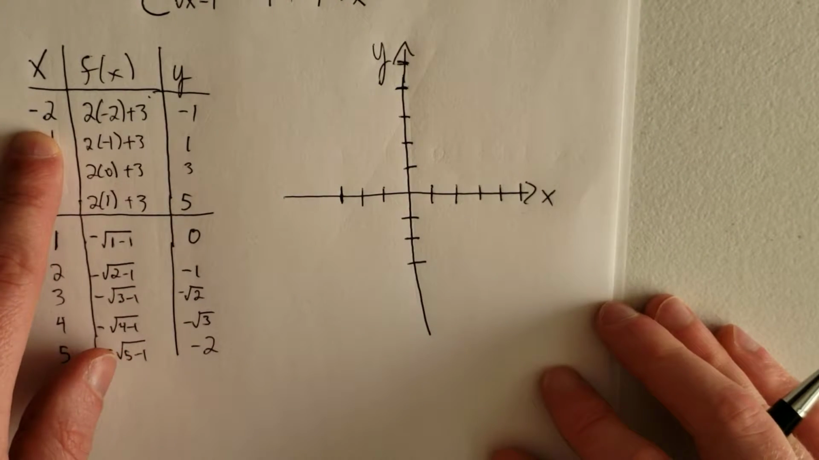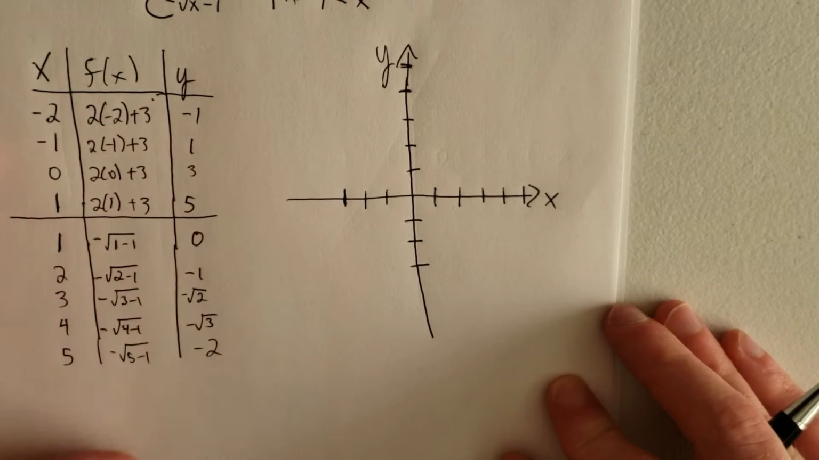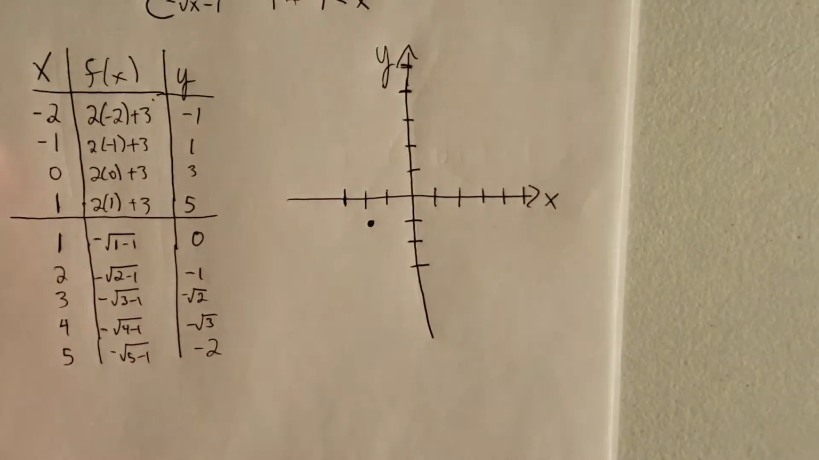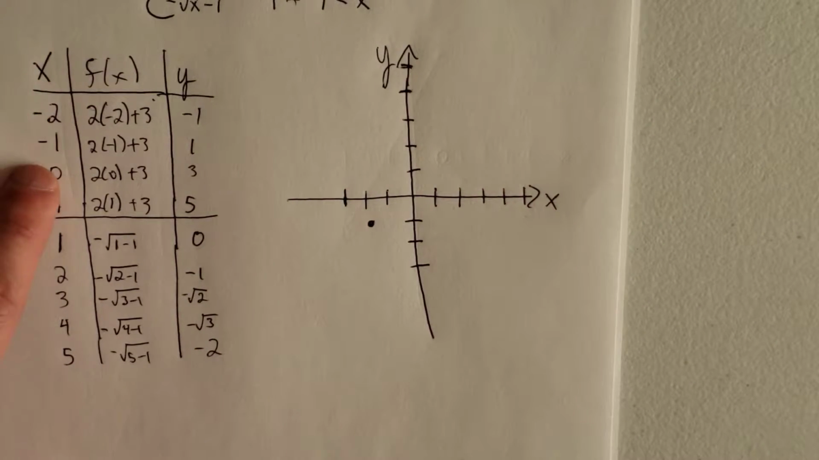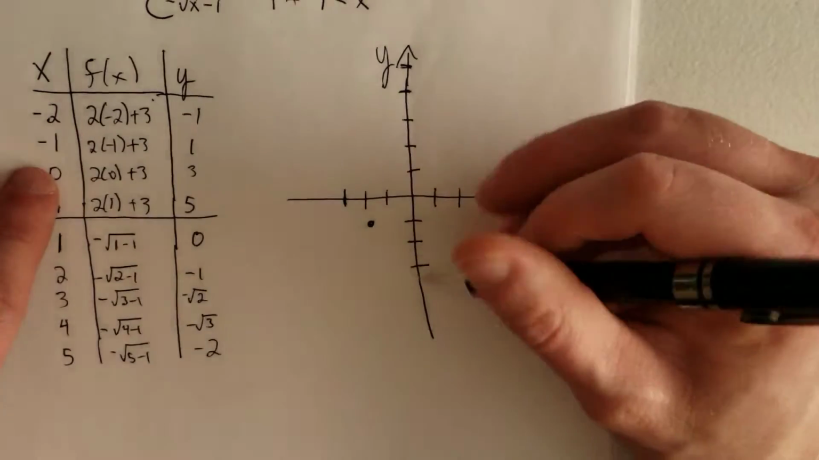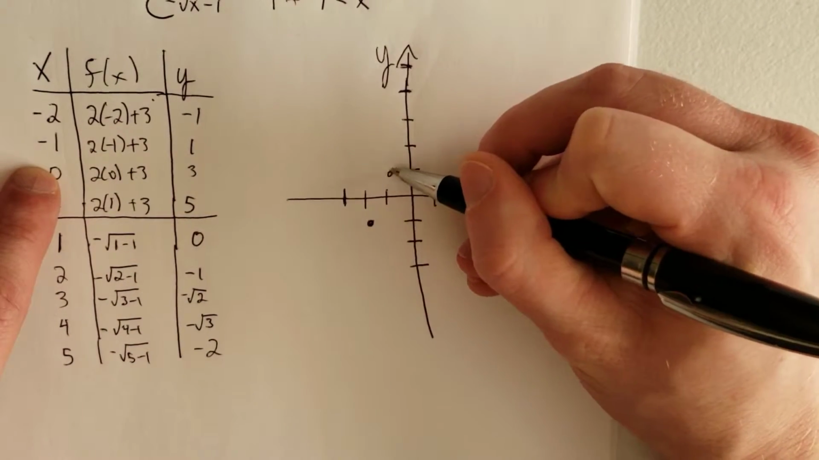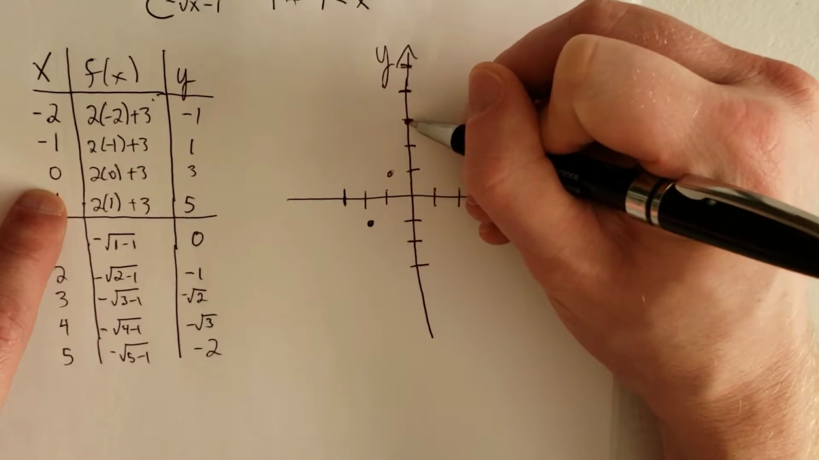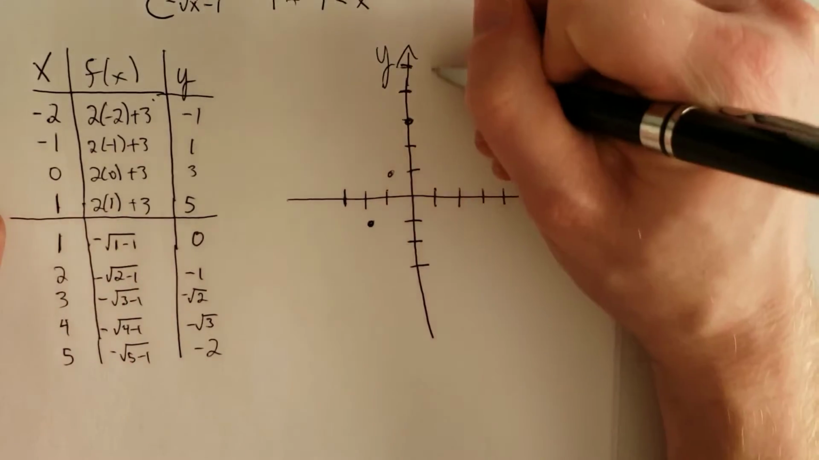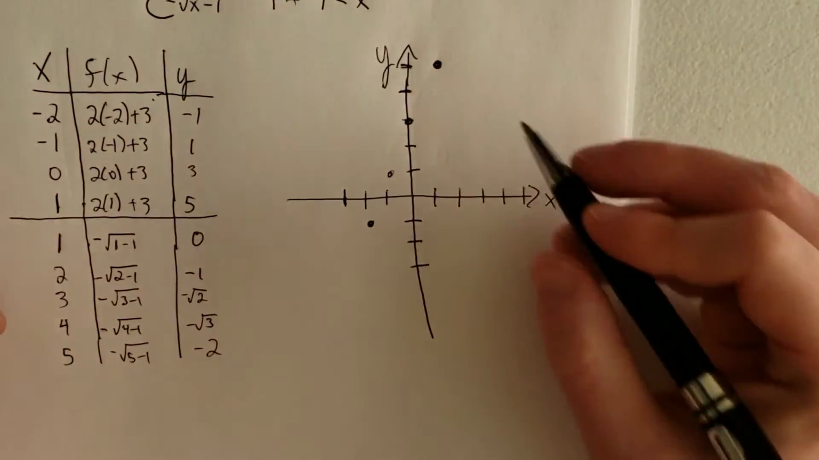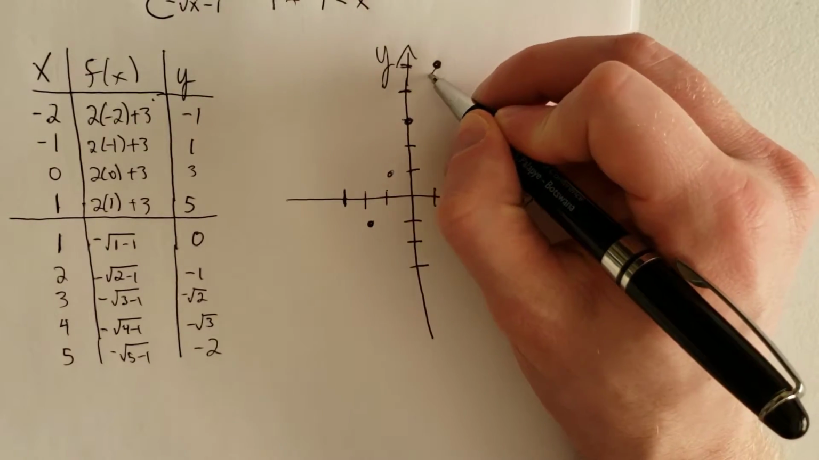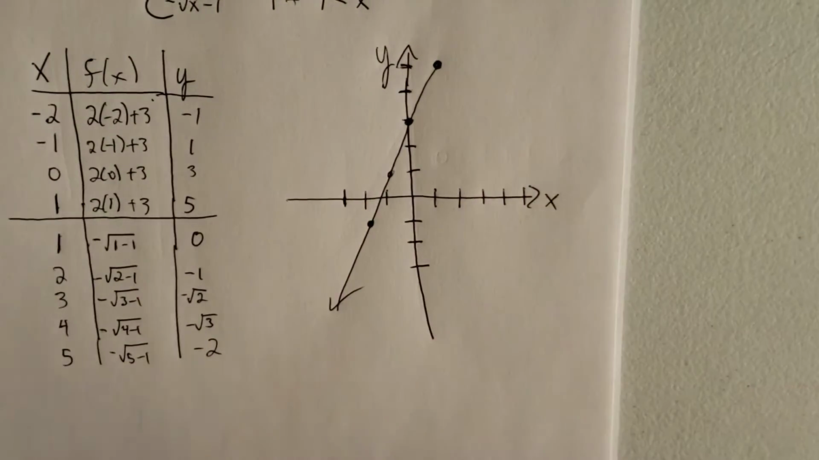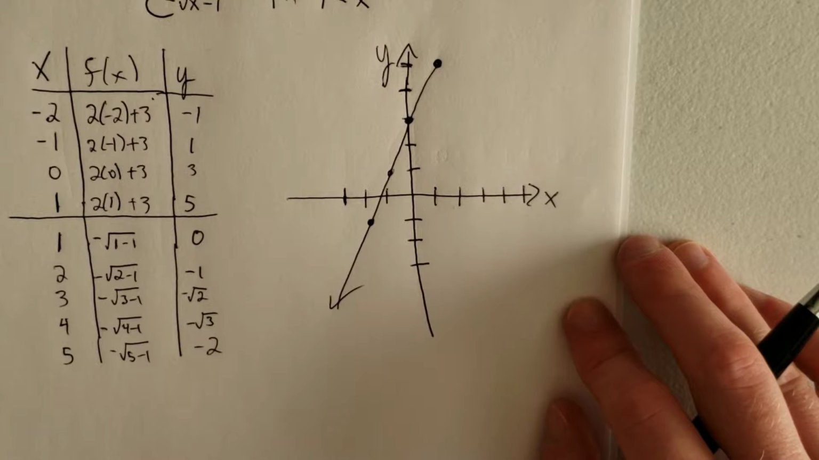So when x is negative 2, y is negative 1, right? We move left 2, down 1. When x is negative 1, y is positive 1, so we go left 1, up 1. 0, 3, so that means we don't move left or right at all, and we go up 3. 1, 5, we move right 1, up 5. And here I want to stop and connect these points. This forms a straight line that will go on forever off to the left and down.